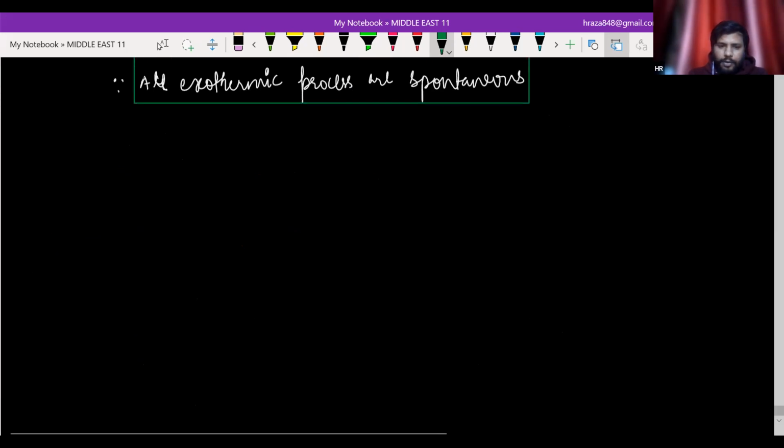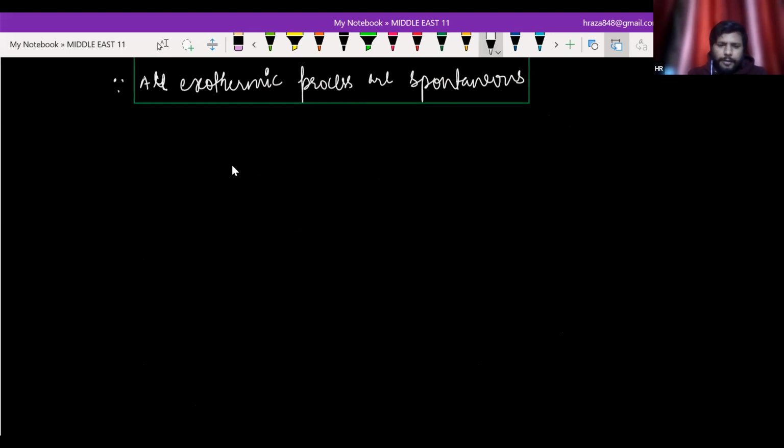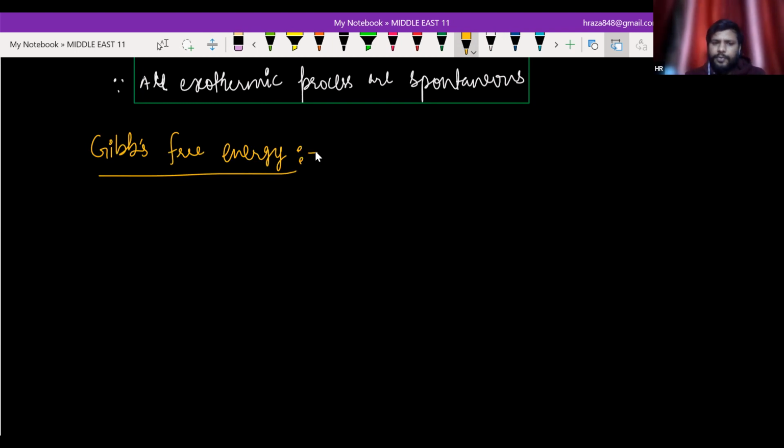Okay. Before questions, we are going to discuss Gibbs free energy first. So, write the topic: Gibbs free energy. From the value of Gibbs free energy, we can easily tell which process is exothermic and which process is endothermic. So, what is basically Gibbs free energy?